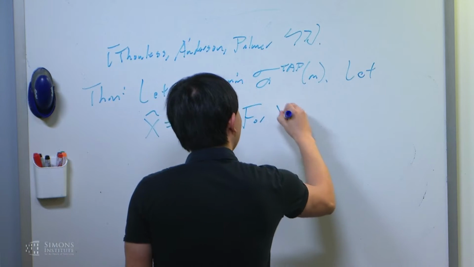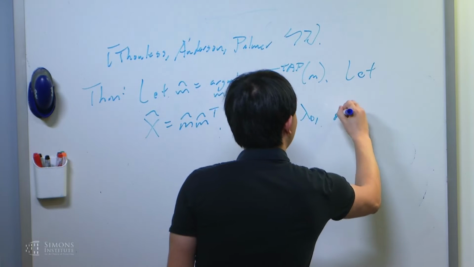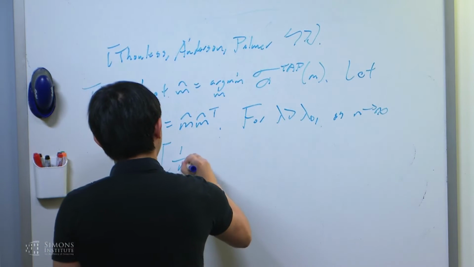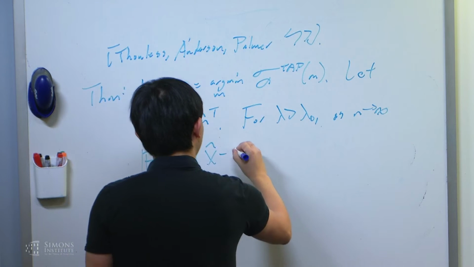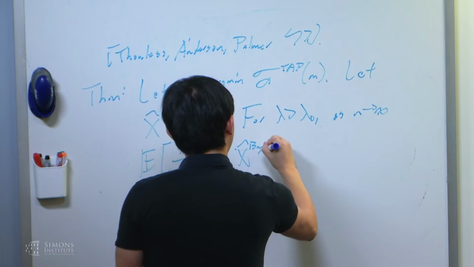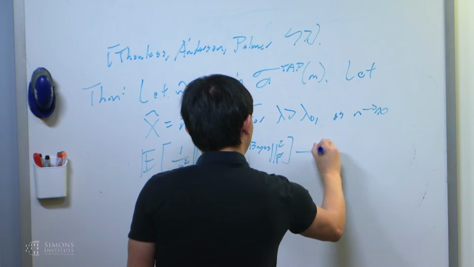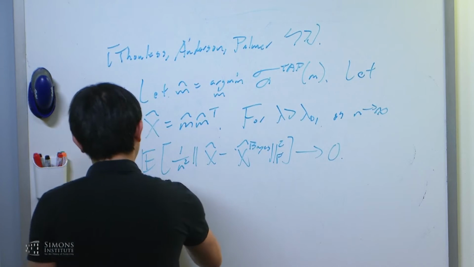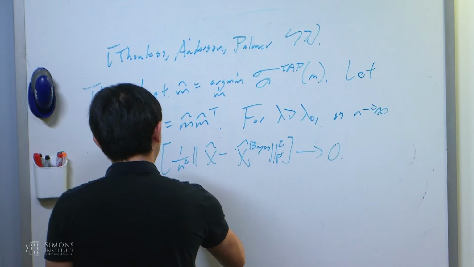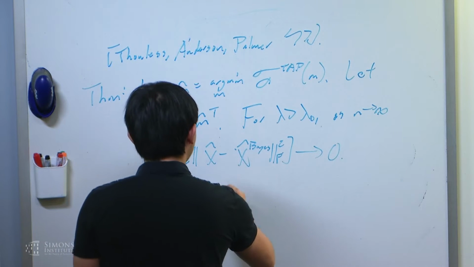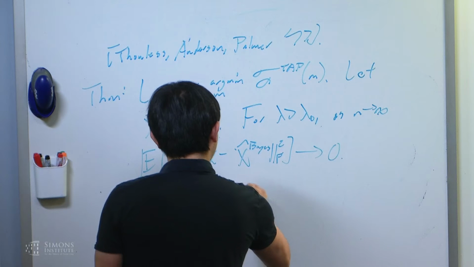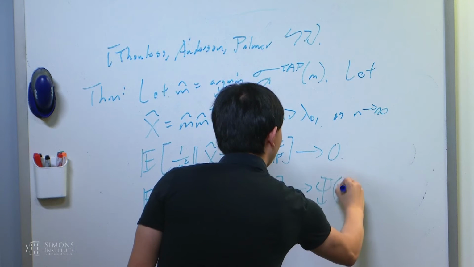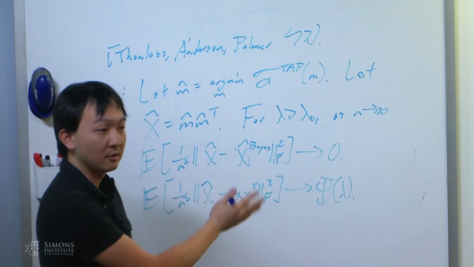Then we have the following result: for lambda bigger than lambda naught, as n goes to infinity, we get the correct behavior. So if I look at the expected square difference between x hat and the true Bayes solution, x hat Bayes, this does go to 0 as n goes to infinity. And as a result, if I look at the Bayes risk achieved by this estimator, minus the truth, this does go to this optimal risk.